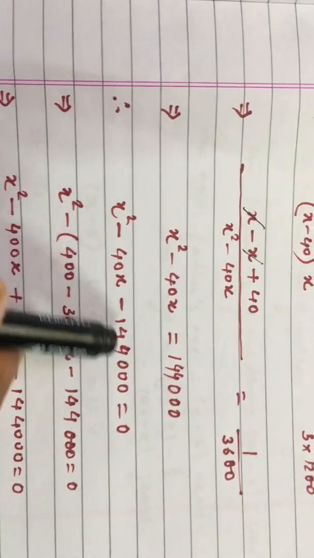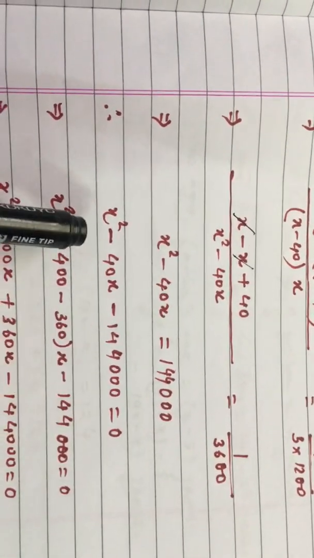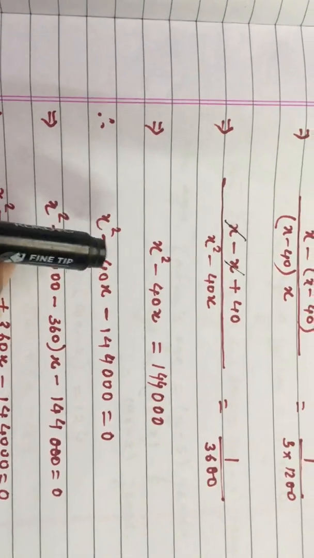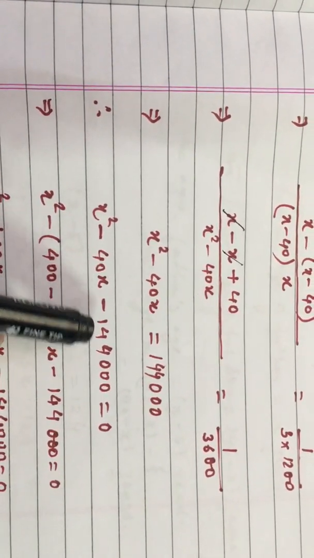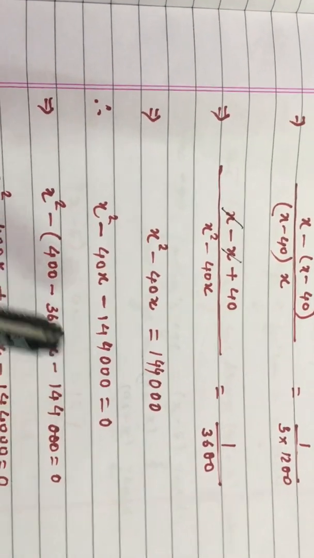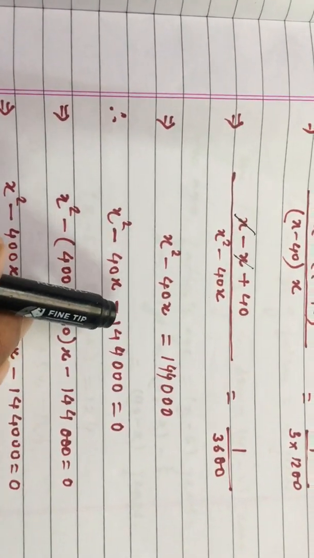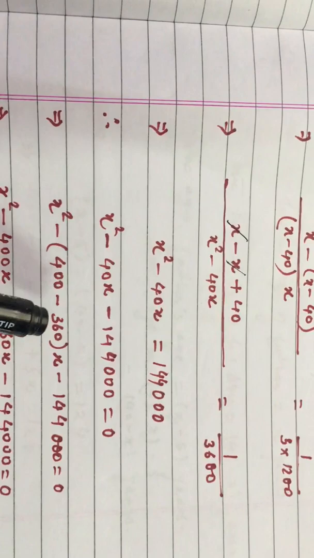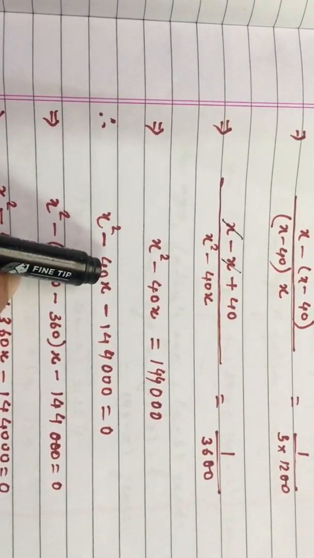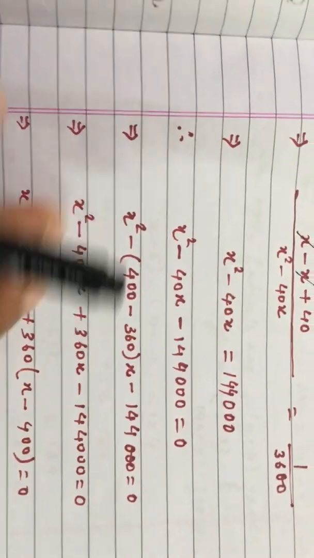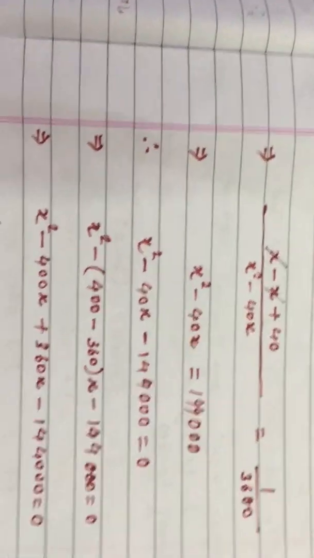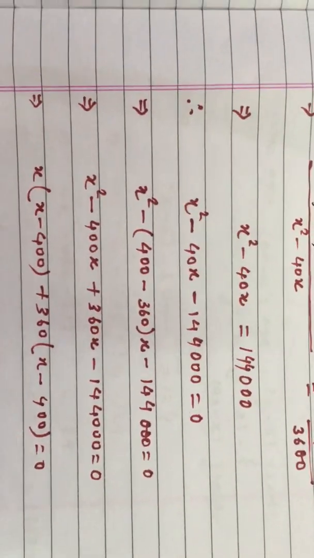Here we can apply the formula also. If we are applying the formula, we can suppose a is equal to 1, b is equal to minus 40, and c is equal to minus 144,000. But right now we are not using the formula method, we are using factorization by splitting the middle term. For 40 we are writing 400 minus 360. So now see, now open the bracket.